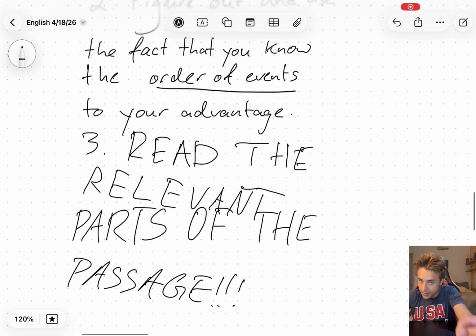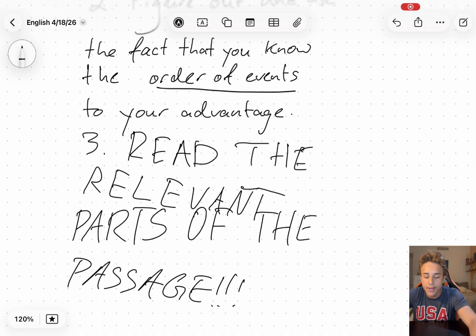And as always, this is very important. You have to read the relevant parts of the passage again and again. This is a tip for basically every type of English question and for every single English question on the test. You need to go to the passage and reread it so that you know better what question you're answering and what you're answering about.